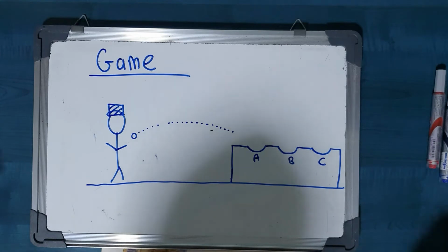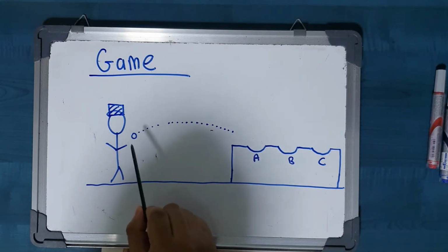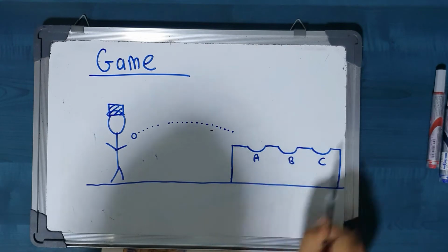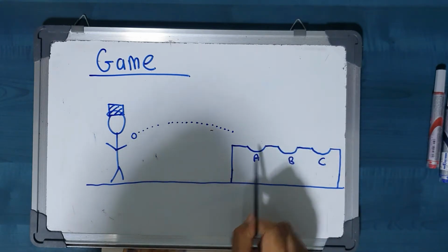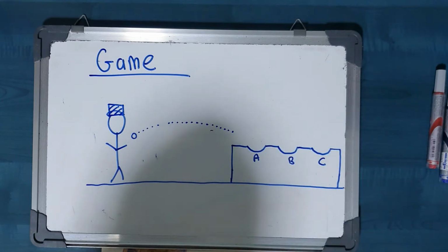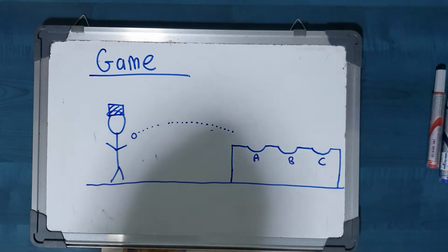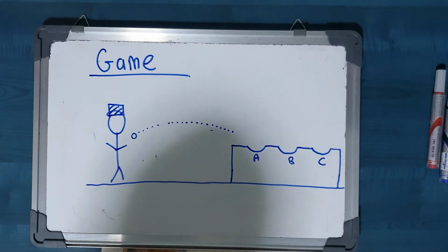So imagine this is you, okay, and in this game you are supposed to throw a ball into this region here. If you throw the ball into hole A, you get some money. If you throw the ball into B, you win some cash, or into C you win some cash.